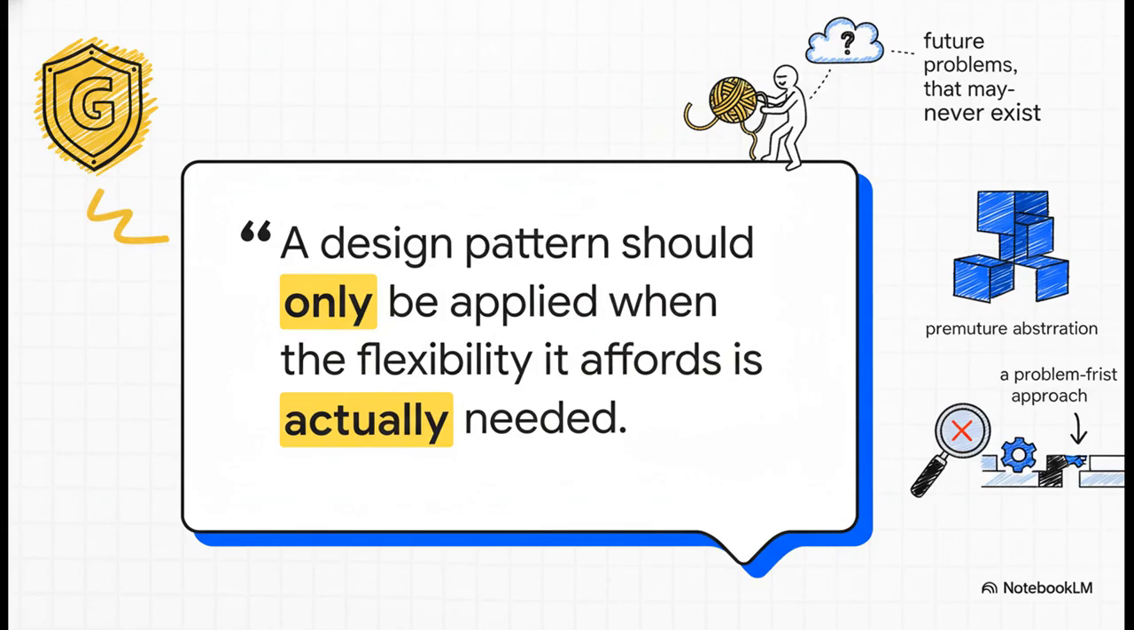And here it is. This is the golden rule, the ultimate guardrail that will protect you from over-engineering. Read it and then read it again. If you do not need the flexibility a pattern gives you right now, you probably shouldn't use it. Adding a pattern to solve a future problem that might never even happen is called premature abstraction, and it is a major cause of complex, hard-to-maintain code.